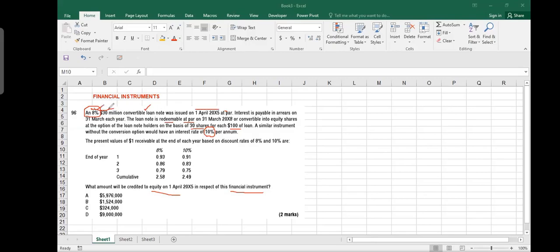Based on this 8%, you will calculate how much interest you have to pay. So 30 million into 8% is 2.4 million that you will have to pay as interest. But your discounting and compounding, everything should be done at 10%. For discounting and compounding, we'll use 10%. They have already given you the discount factors, which makes your life easy. We just need to now put the numbers in place.